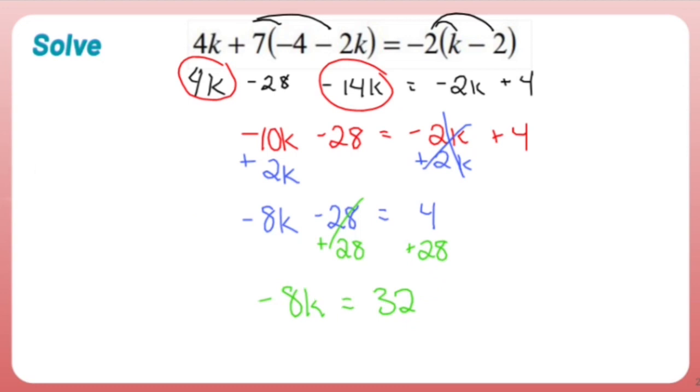One more step. In order to get k all by itself, we do the inverse of negative 8, which is divide by negative 8, and k is going to equal negative 4.